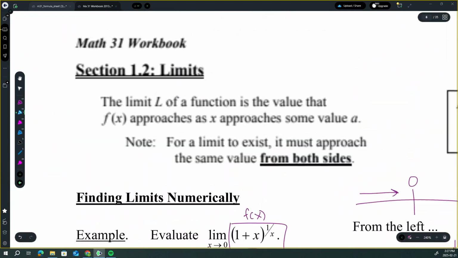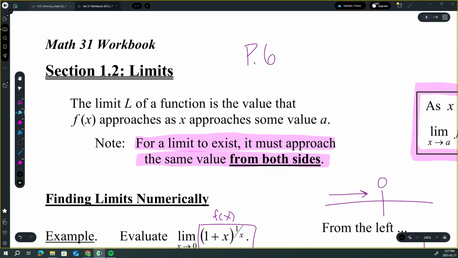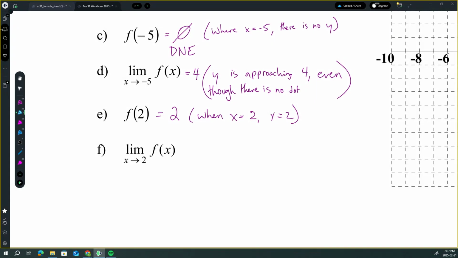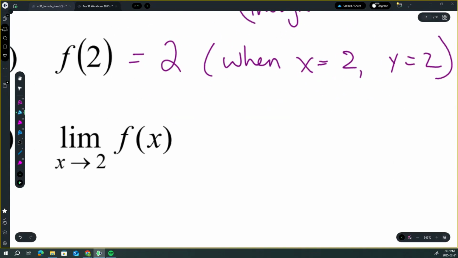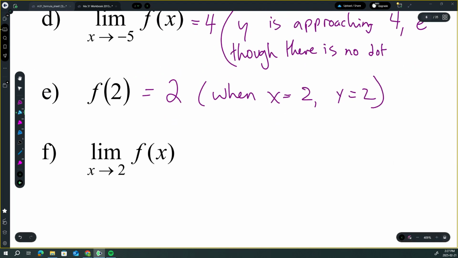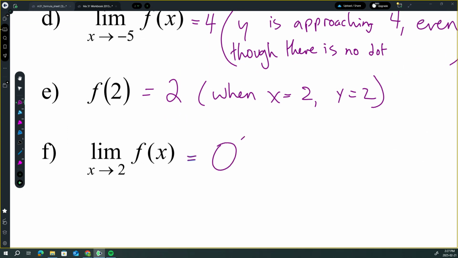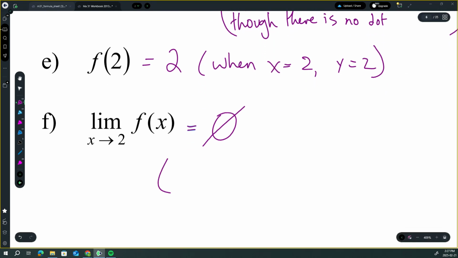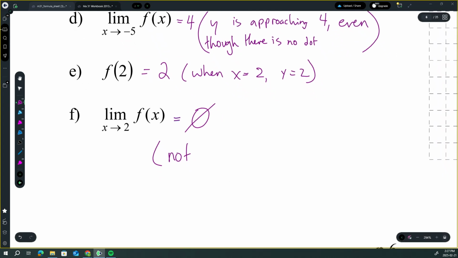Now going back to our definition, for a limit to exist, you have to approach the same value from the left and the right hand side. So that means this is not going to exist, because it does not approach the same value from the left and the right hand side. So it does not exist, or a 0 with a line through it. Why? Because it's not approaching the same value.